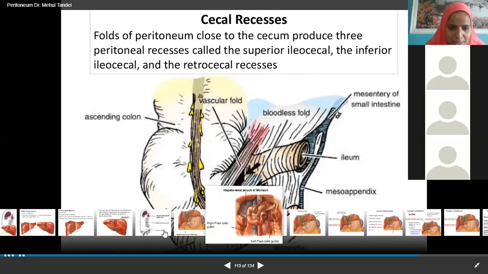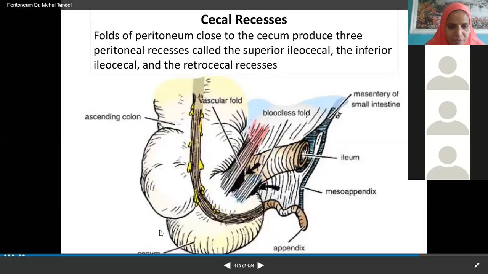That means you should pass your hand from here, lift it and check behind. You call it the retrocecal recess. So folds of peritoneum close to the cecum produce 3 peritoneal recesses: superior ileocecal, inferior ileocecal and retrocecal recess. This can also be a 3 marks question. Hope you are understanding.